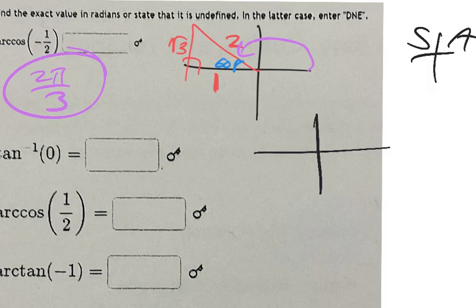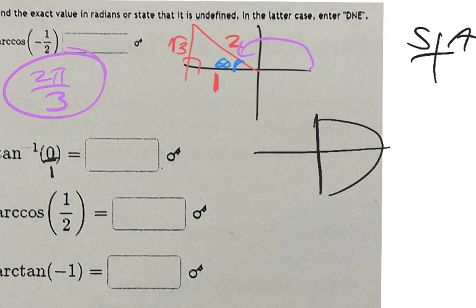If I've got the inverse tangent of 0, where is inverse tangent defined? Inverse tangent is defined in the first and the fourth quadrants. First and fourth. So I'm here.